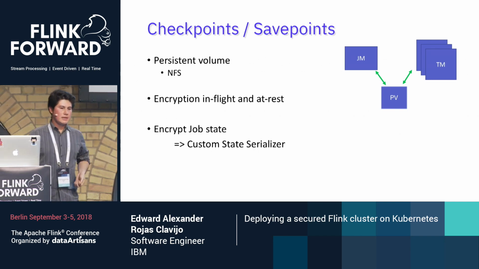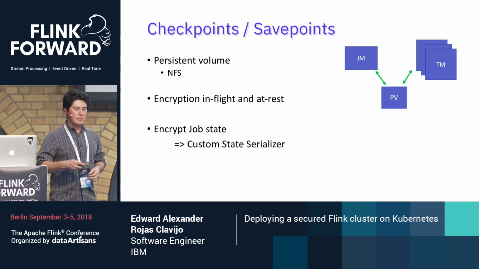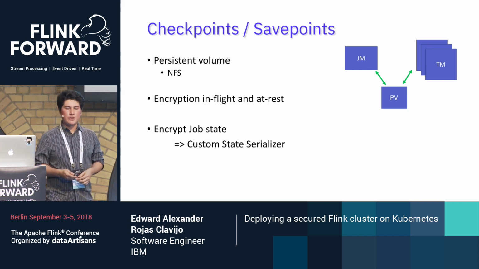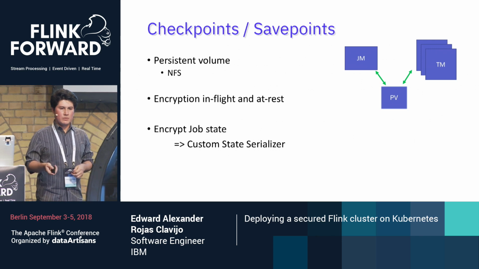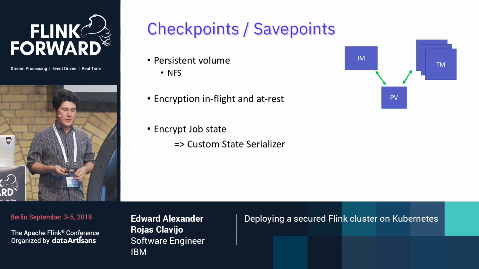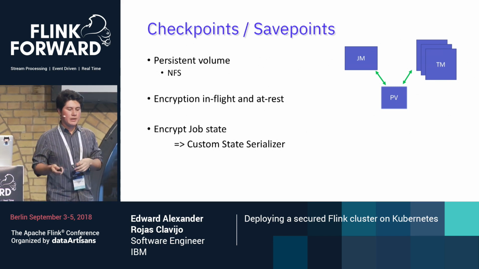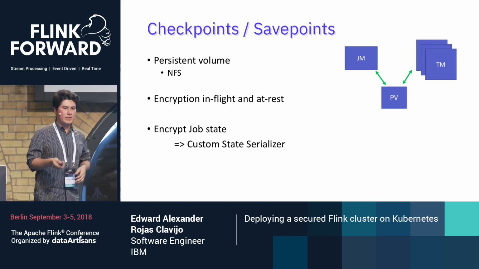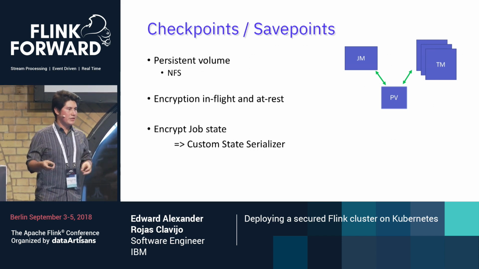Finally, the last thing that we have to take into account is the communication between the job manager and the persistent volume that is used for storing the checkpoint and savepoint data. We are currently using a persistent volume that exposes an NFS server. What we wanted was to have encryption in flight and at rest. This is not natively supported by our instance of NFS, so we did it in a non-conventional way.